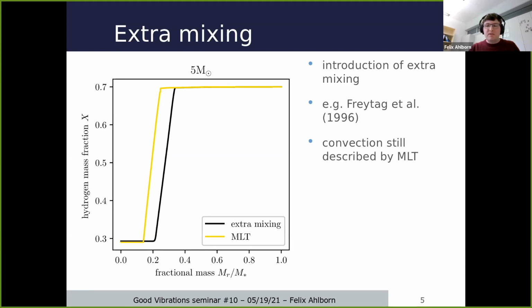This figure shows two hydrogen profiles of a 5 solar mass star, where the yellow one has been computed using mixing length theory, and the black one has been computed with mixing length theory plus additional extra mixing, where I've used the model from Freitag et al. 1996. If you look in the lower left of this plot, you can see in both profiles a plateau of a homogeneous composition. This refers to the well-mixed region of the convective core. And of course, for the extra mixing model, this well-mixed region is larger than in the mixing length model, as was intended by construction.